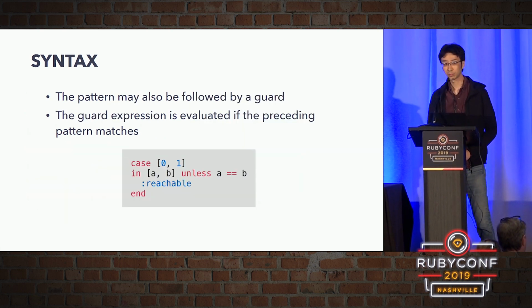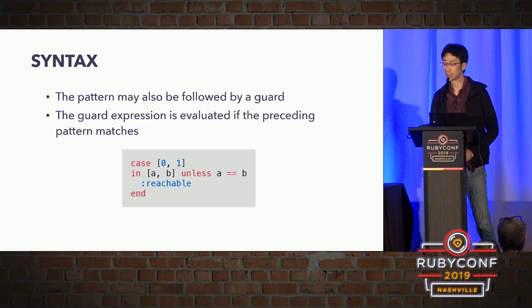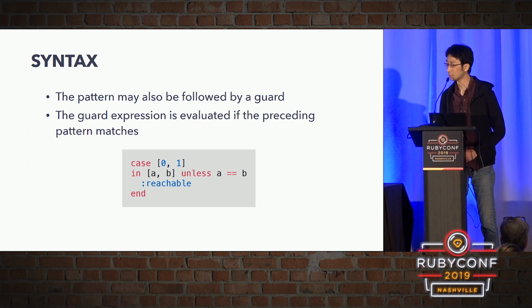And it is possible to specify if or unless to specify an additional condition. This is called a guard. The guard expression is evaluated if the preceding pattern matches. So in this case, the pattern takes two elements, A and B, and these two values should be different. So this kind of complex condition can be used when the guard is used.